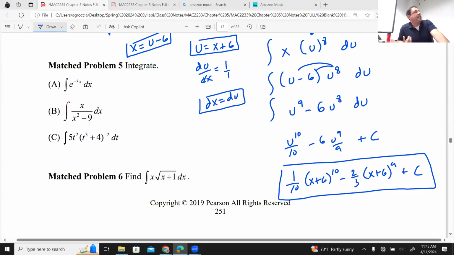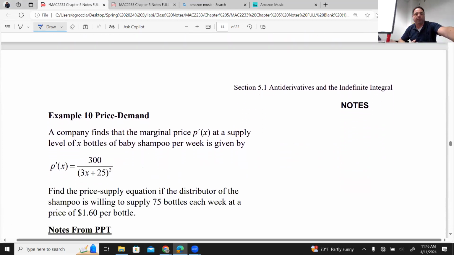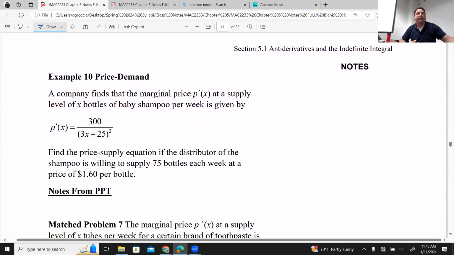So we've been spending a lot of time on how to take a u substitution, but we haven't done an application problem with u substitution. So here's our application problem. And remember the point of antiderivative integrals. A company finds that the marginal price, stop there. Marginal means derivative. So they're not giving you the original, they're giving you the derivative. They're giving you the marginal price. Are we okay? And this is supply at x bottles of baby shampoo per week.